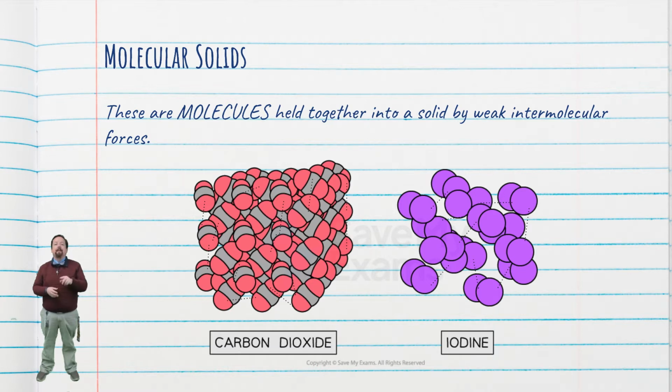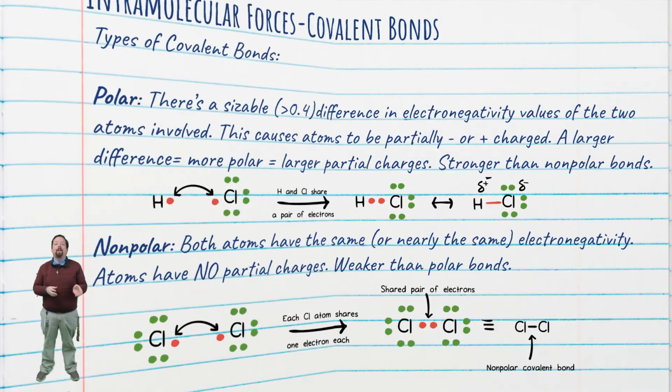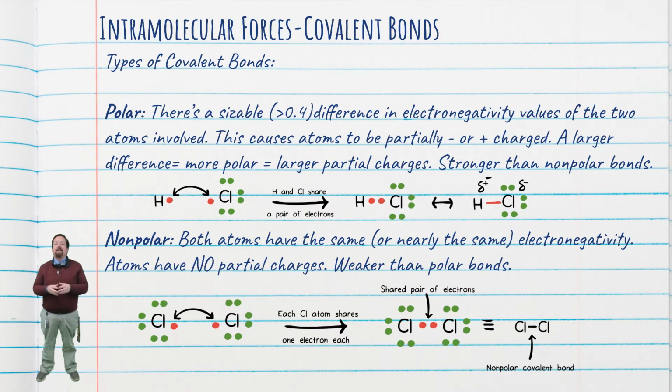Before we talk about those intermolecular forces that hold molecules to each other, let's recall the two types of covalent bonds, polar and nonpolar. When the two atoms have a significant difference in electronegativity values, like greater than 0.4, one atom pulls that shared pair of electrons towards it more and causes itself to be slightly or partially negative. The other atom, the less electronegative one, feels those electrons less, so it becomes slightly positive.